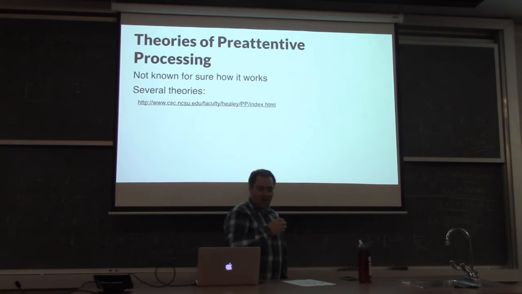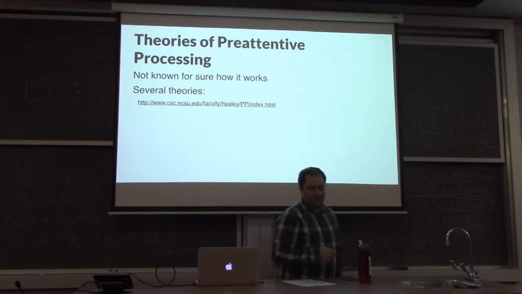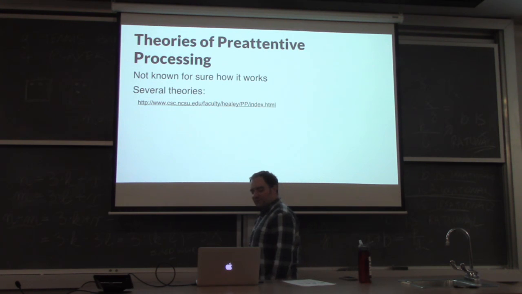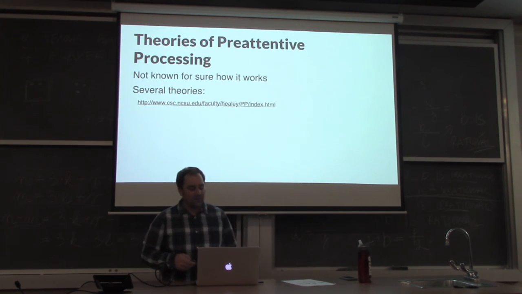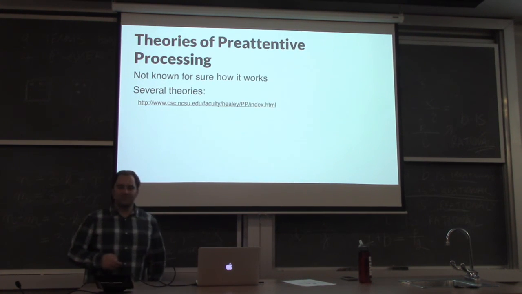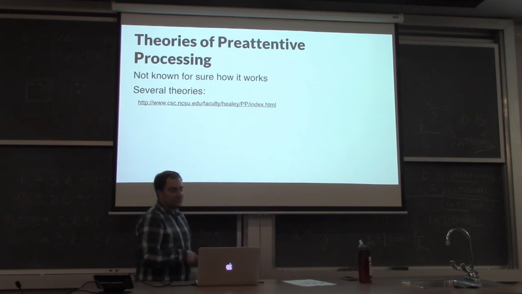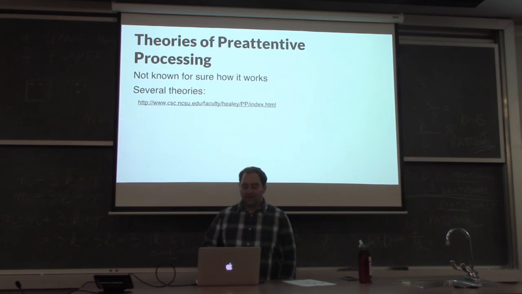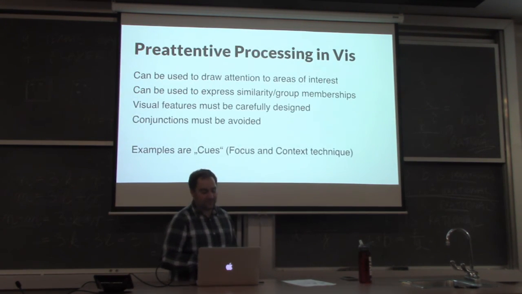So we see that hue is a stronger pre-attentive feature than the shape of the objects. How this works from a biology perspective is not quite known exactly, but there's a couple of different theories, and if you want to learn more about the theories behind that, I would just refer you to this link here.